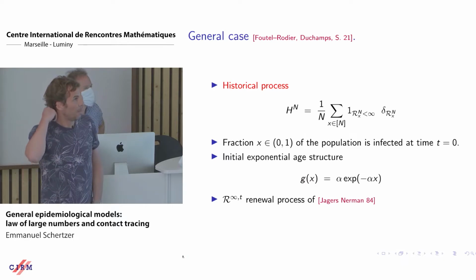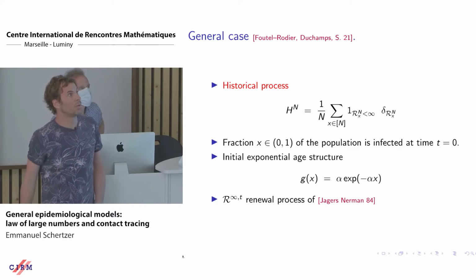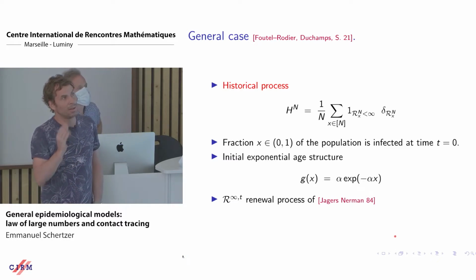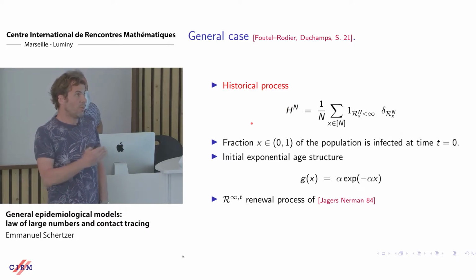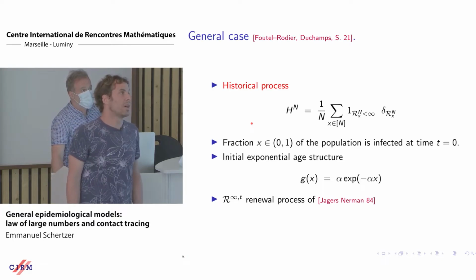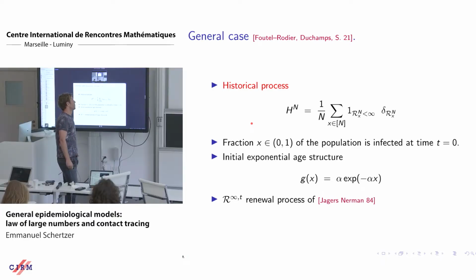Okay, so this is what we recently put on the archive. Again, this is exactly the same object as before. This R is the chronological chain I was mentioning earlier, and H of n is the historical process associated to this. As in the previous theorem, like in my first part, I assume that I start with a certain fraction of infected individuals at my reference time t equal to 0.